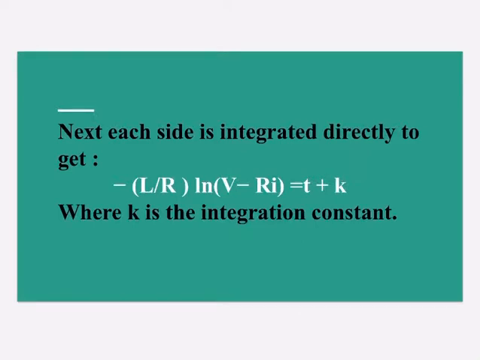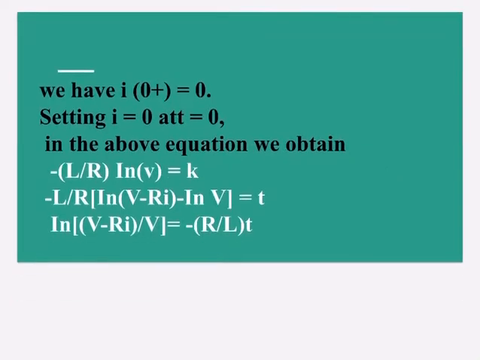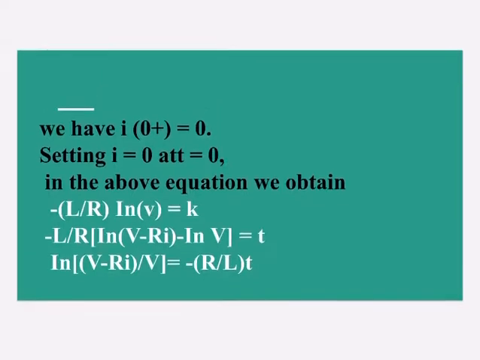By setting i equal to 0 at t equal to 0 in this equation, we have minus L by R into ln of V is equal to K. Further simplifying, we have minus L by R into ln(V minus Ri) minus ln V is equal to t. By rearranging this equation, we have ln((V minus Ri) by V) is equal to minus R by L into t.